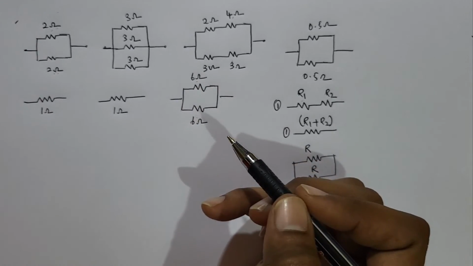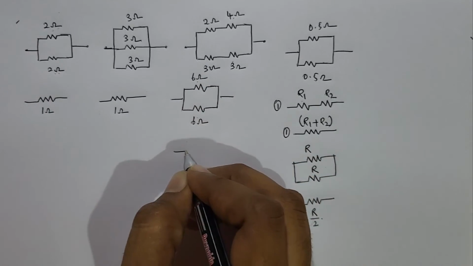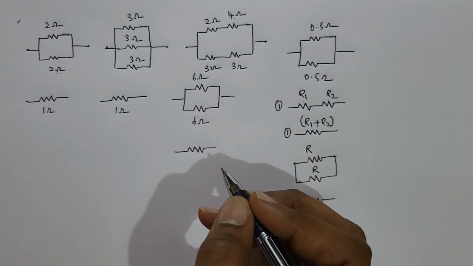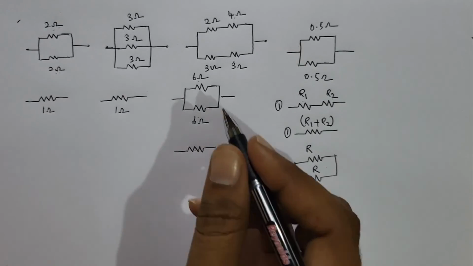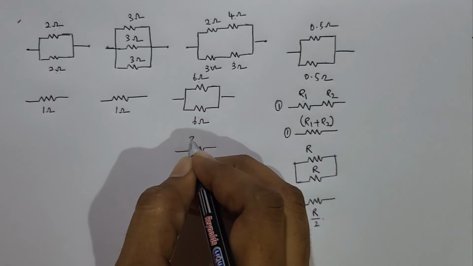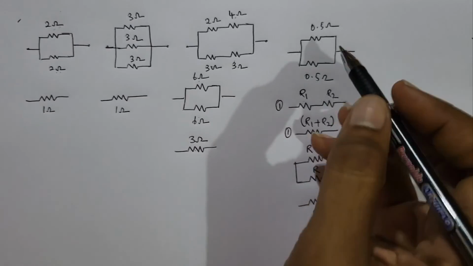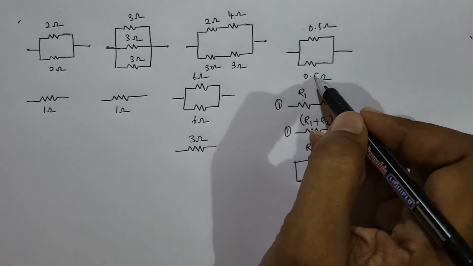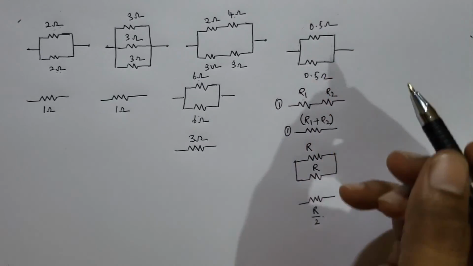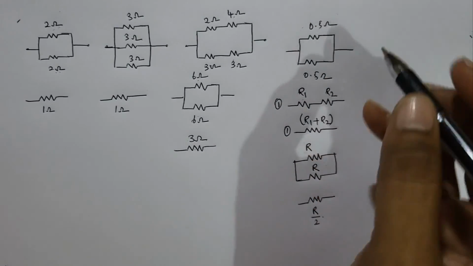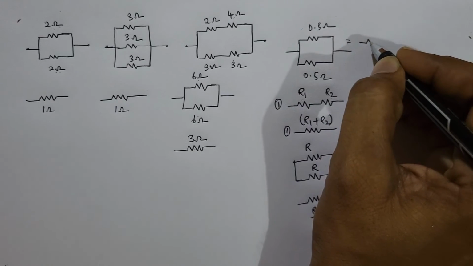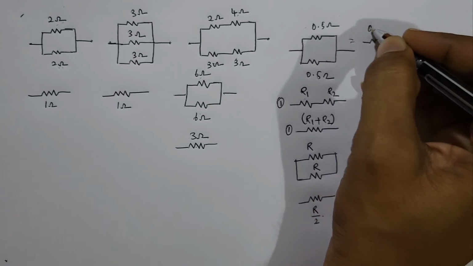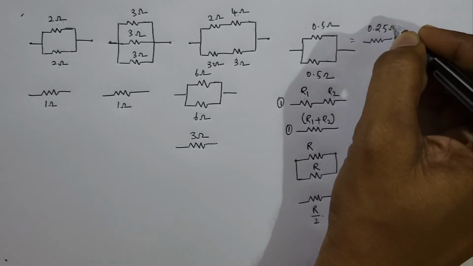Now if you look at this, what happened here? 6 and 6 are connected in parallel. When two equal resistances are connected in parallel, they can be converted into a single resistance, and that resistance will be R by 2, means 6 divided by 2. 6 divided by 2 is 3 ohm. Now when you come to this, 0.5 and 0.5 connected in parallel, the equivalent resistance is going to be a single resistance like this, and it is going to be 0.5 divided by 2. It is going to be 0.25 ohm.